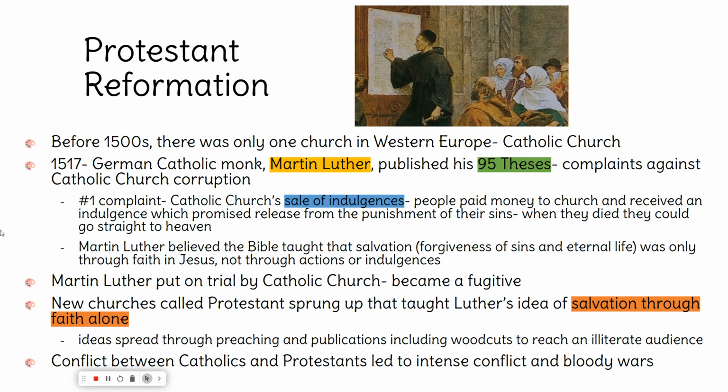So before the 1500s, there was only one church in Western Europe, which was the Catholic Church. In 1517, a German monk named Martin Luther published a document called the 95 Theses, which were his 95 complaints against the Catholic Church, and he was accusing them of being really corrupt. His number one complaint was the Catholic Church's sale of indulgences, which is when people paid money to the church and received an indulgence, which promised release from the punishment of their sins.